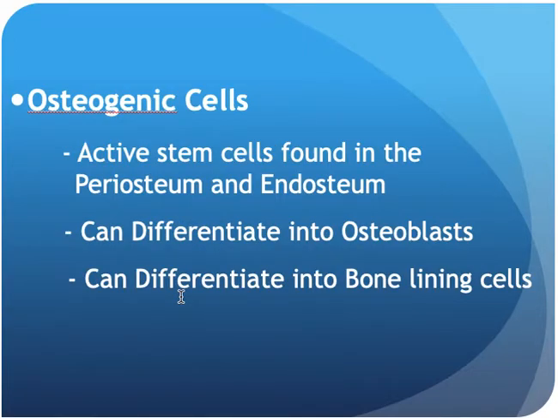So osteogenic cells we mentioned a little bit, but these are the active stem cells. They're found in the periosteum and the endosteum, and then these can differentiate into osteoblasts. Okay, and they can also differentiate into our bone lining cells. But these are, again, actively dividing immature cells, and they'll turn into a bunch of different kinds of cells.